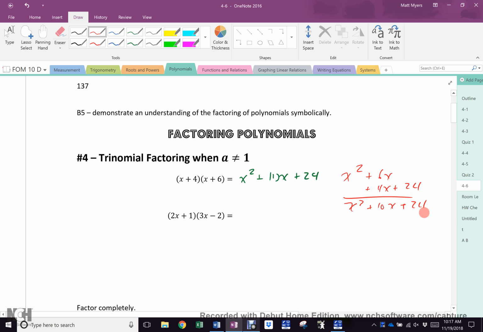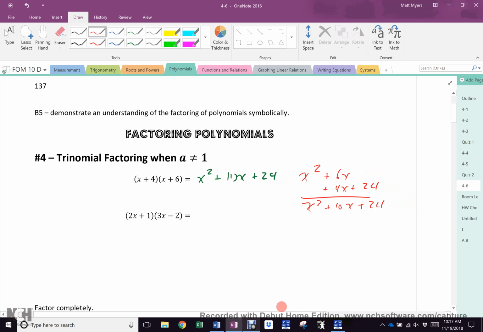Then, if I asked you to reverse that, you would know that you needed numbers that multiply to 24 and add to 10. And that's 6 and 4. And all of you should be able to do that in your sleep.